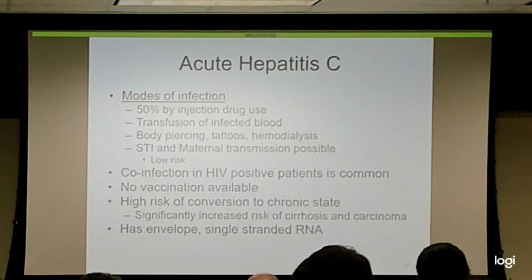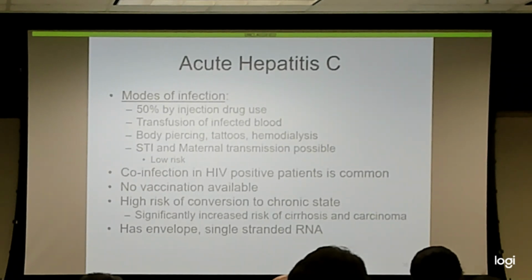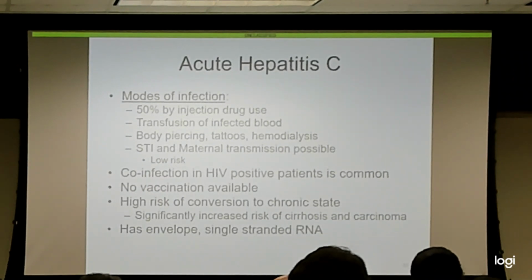50% by injected drug use, transfusion of infected blood, body piercings, tattoos, hemodialysis, and STDs. Marital transmission is possible, but it's low risk. Co-infection in HIV positive patients is common. No vaccine is available. There's a high risk of conversion to a chronic state, so a significantly increased risk of cirrhosis and carcinoma. It's a single-stranded enveloped virus.